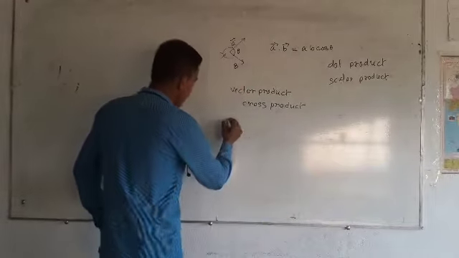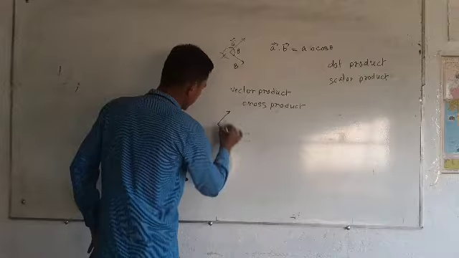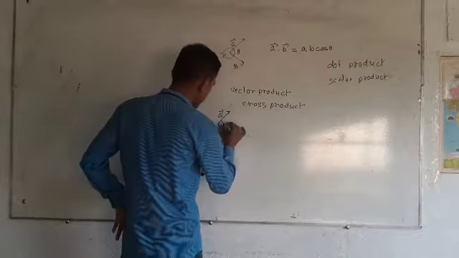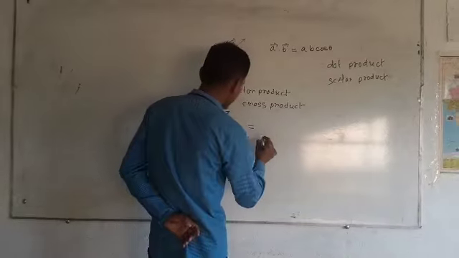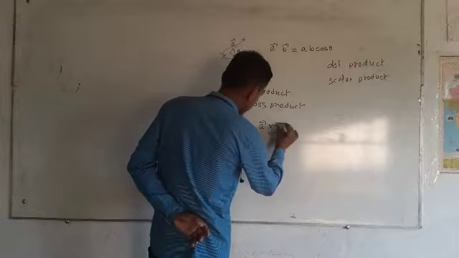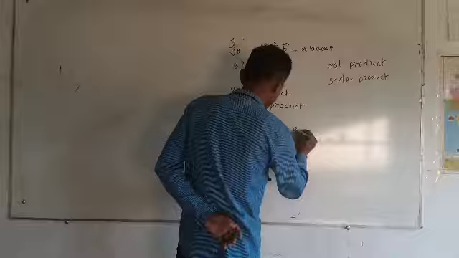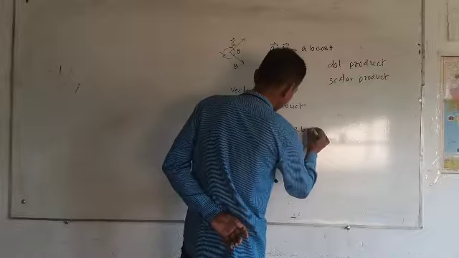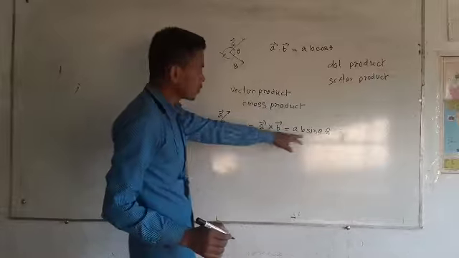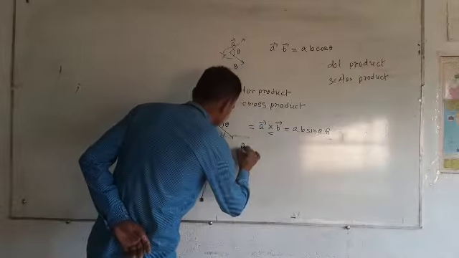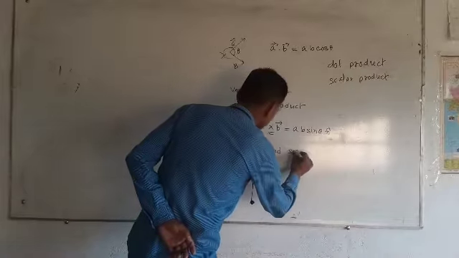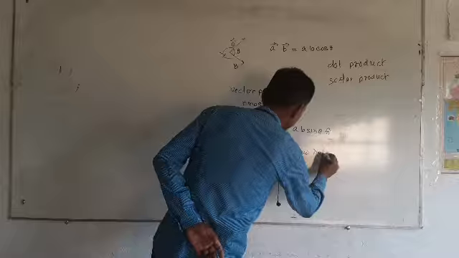So if there are two vectors, a vector and b vector, with angle theta between them, then the vector cross product is represented by a vector cross b vector, with a cross sign here. It is equal to a b sine of the angle theta between them, and there is a direction. The direction of the cross product of two vectors is given by the right hand screw rule.